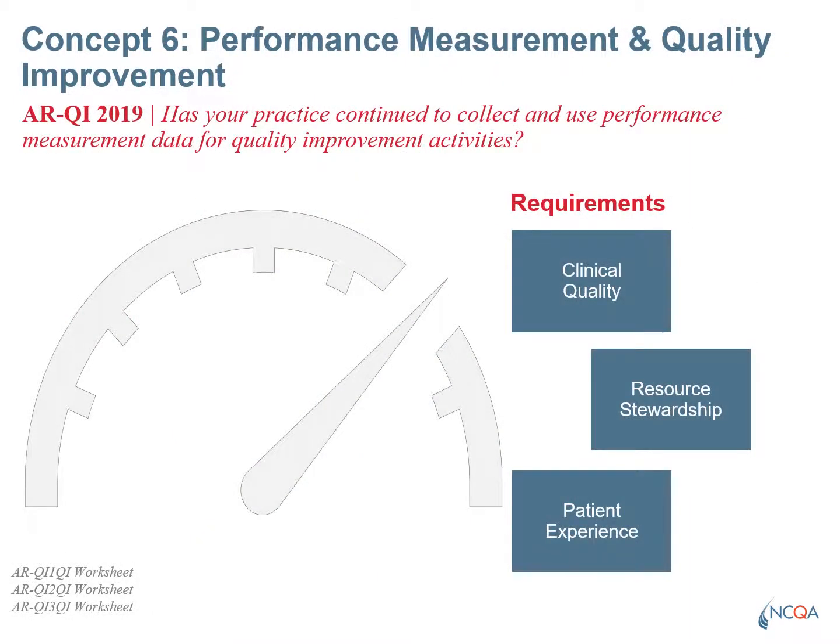Concept 6 asks whether a practice continues to collect and use performance measurement data. This is important for quality improvement activities. The practice must show that at a minimum it measures or receives data annually on at least 5 clinical quality measures across 4 categories. Those categories include immunization measures, other preventative care measures, chronic acute measures, and behavioral health measures, at least 2 resource stewardship measures, and at least 1 patient experience measure. If the practice uses a patient advisory council or uses some other method of patient feedback, we would accept that in lieu of the patient experience measure.